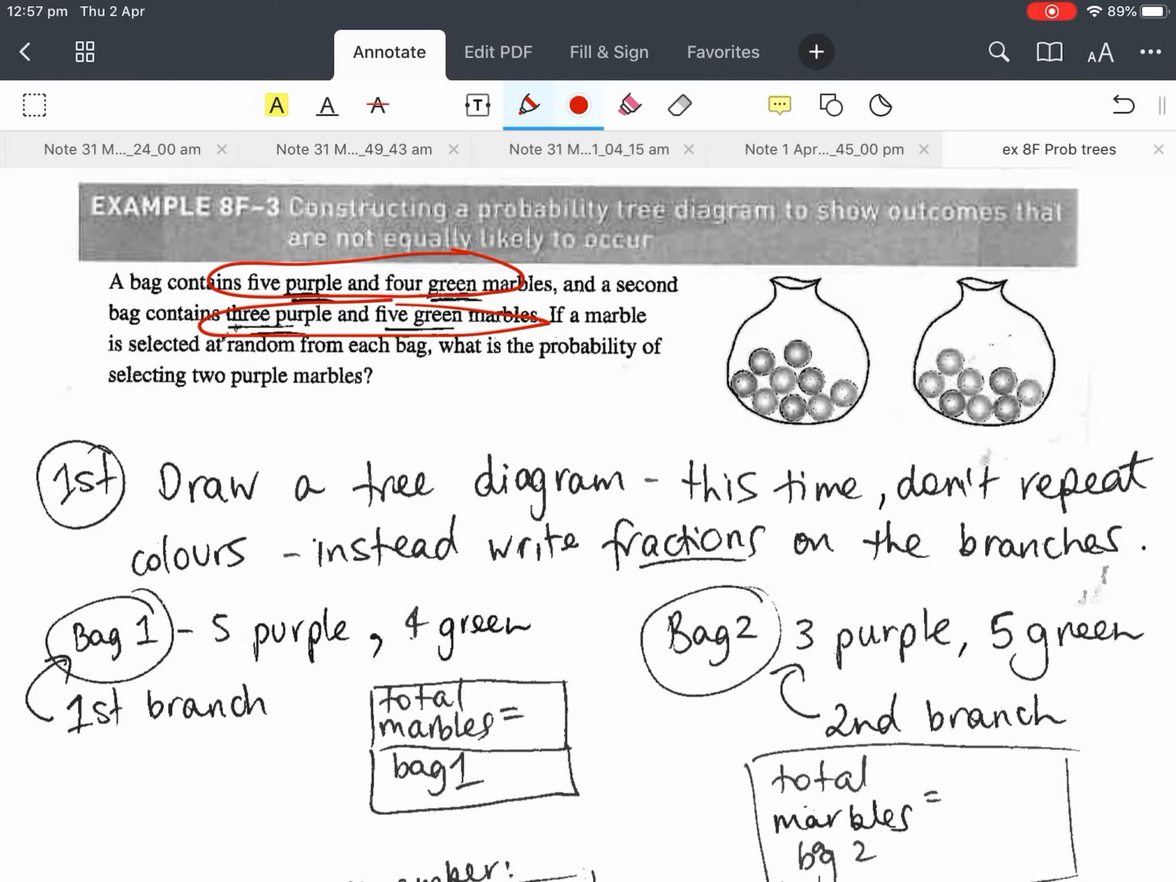Alright, so we have to draw a tree diagram. This time, don't repeat the colours, instead just write the fractions on the branches. So we've done that once. Let's see if we can do that again.